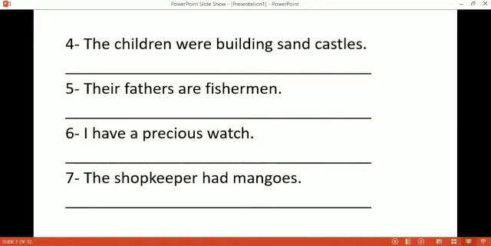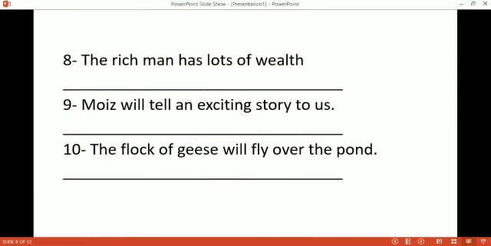Okay, so what did we do? We put not or no after helping verbs. On this page: were not, are not, have not, had no. And keep this in your mind that you will write the sentence with a capital letter, and at the end of the sentence, you will put a full stop. Now moving to the next page.